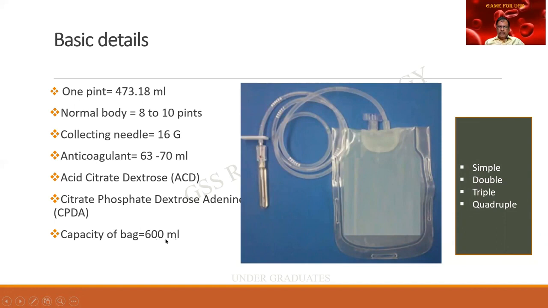The capacity of the bag is about 600 ml, but the volume contained is usually a little more than 500 ml. And there are various bags. There can be a simple single blood bag, double blood bag, triple bag, or even a quadruple bag. Why? Because the multiple components can be separated and given to multiple patients for benefit.